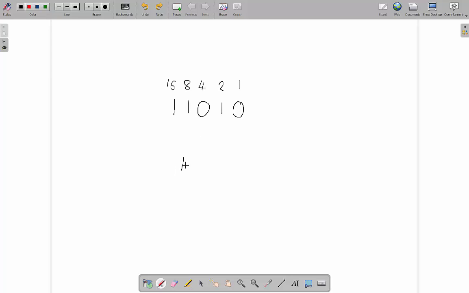So to figure that out, we put 16 plus 8, we miss out this one because we've got a 0 underneath it, plus 2, and we miss that one out there. So there we've got 16 plus 8, which is 24, plus 2, which is 26. So that number, if you ever see that in binary, or if a computer sees that, then it counts it as being 26.